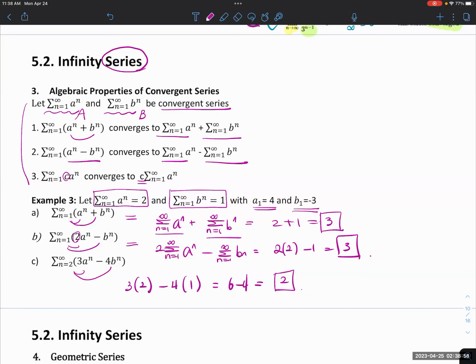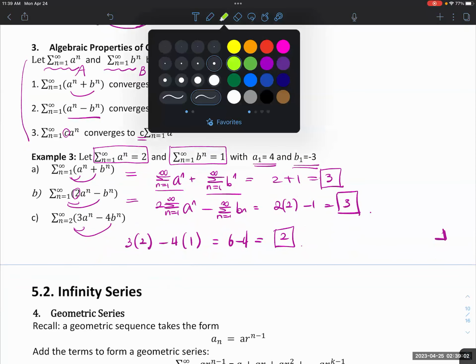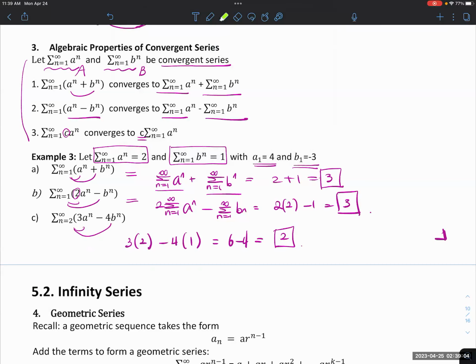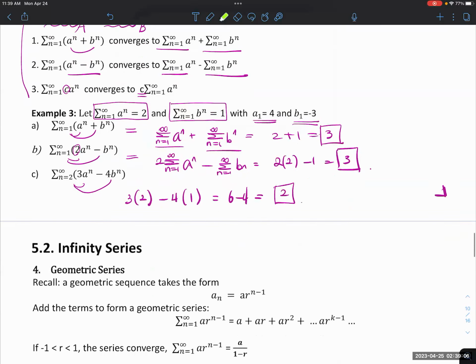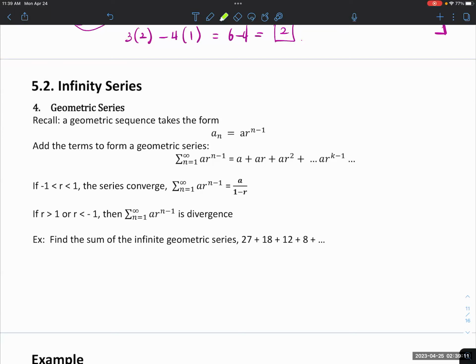All right, so that's just the simple property. I want to go to the second type of series, geometric series. I'm going to go down slowly. The first one was harmonic, and the second one is a geometric series.